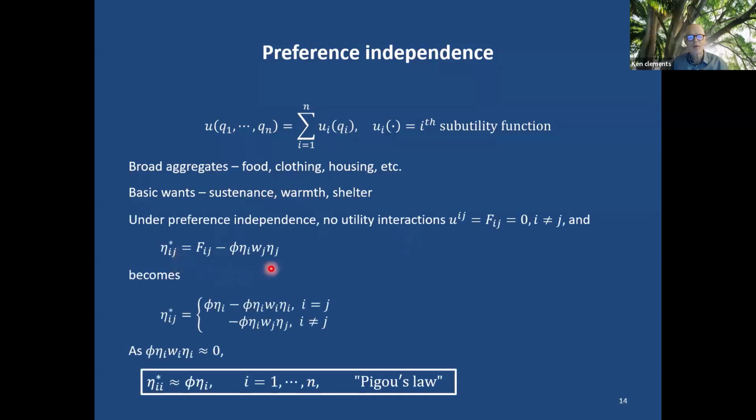Now, under preference independence, as I said, there's no utility interactions, so the Frisch cross-price elasticity goes to zero, and as an approximation at least, the own price elasticity is proportional to the corresponding income elasticity, where the factor of proportionality, phi, is this income flexibility. And this is known as Pigou's law.